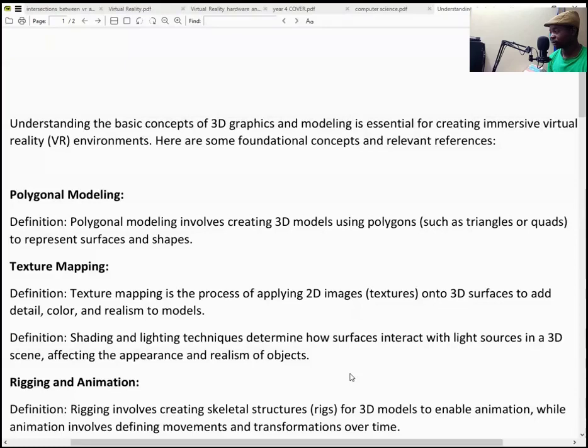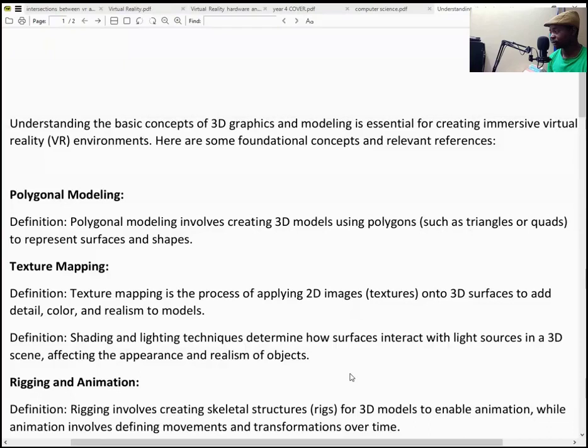Now, polygon modeling involves creating 3D models using polygons. These polygons, such as triangles and quads, are used to represent surfaces and shapes. Most of the 3D shapes or characters we have in virtual realities have been created out of polygons, right? These shapes form what we call skin, as we will look at later on.